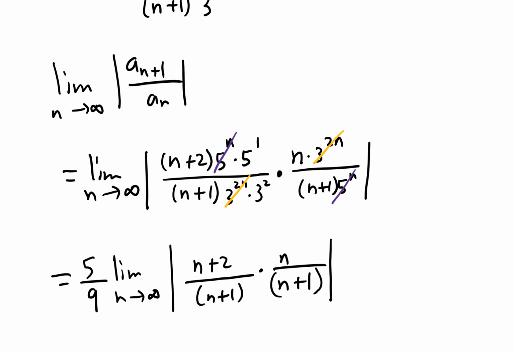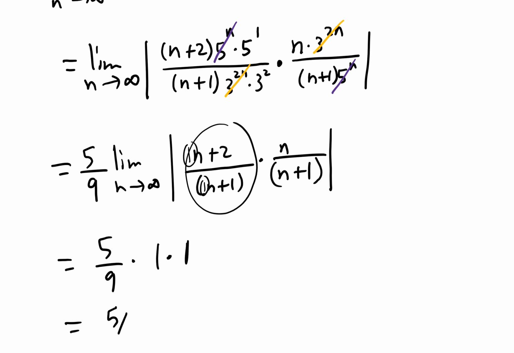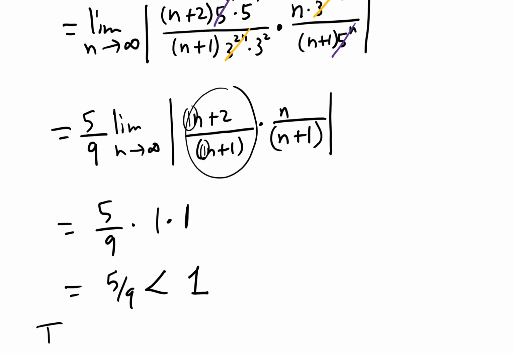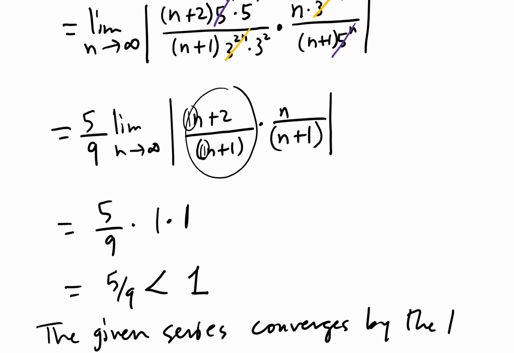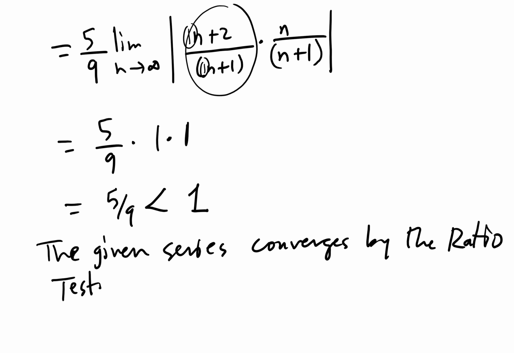When I pass the limit inside, let's see what we get. 5 over 9 times the limit of this, which is 1. You could do L'Hopital, infinity over infinity, or you know the 1 in the front and 1 in the front, so 1 over 1, 1. Same thing with the other one, 1. So we get 5 over 9, which is less than 1. Then it converges, so the given series converges by the ratio test.